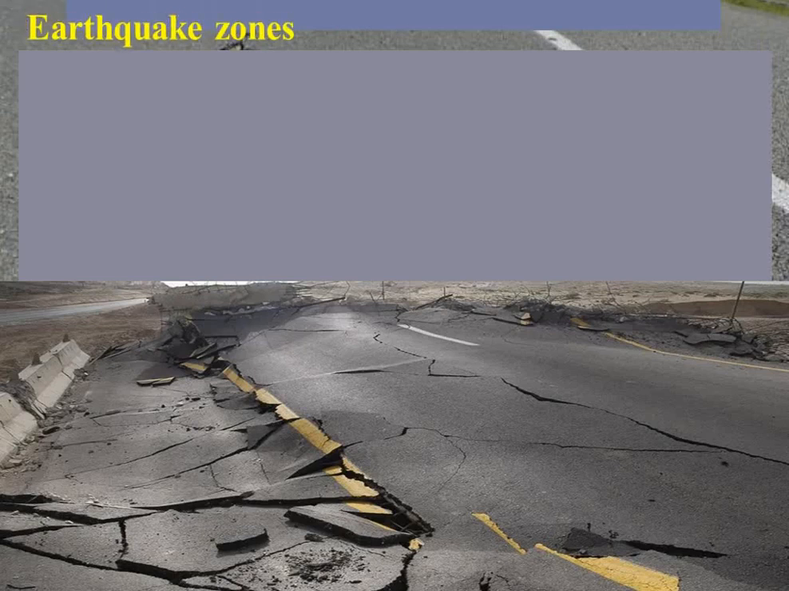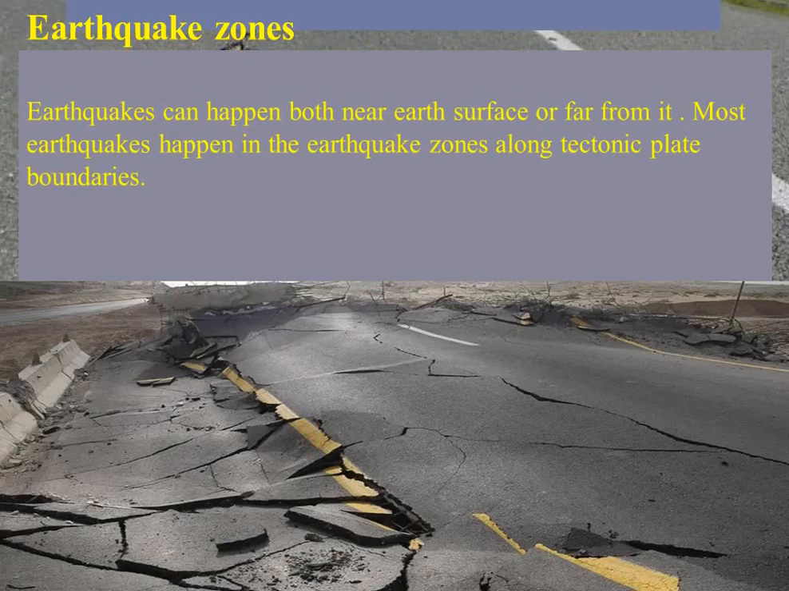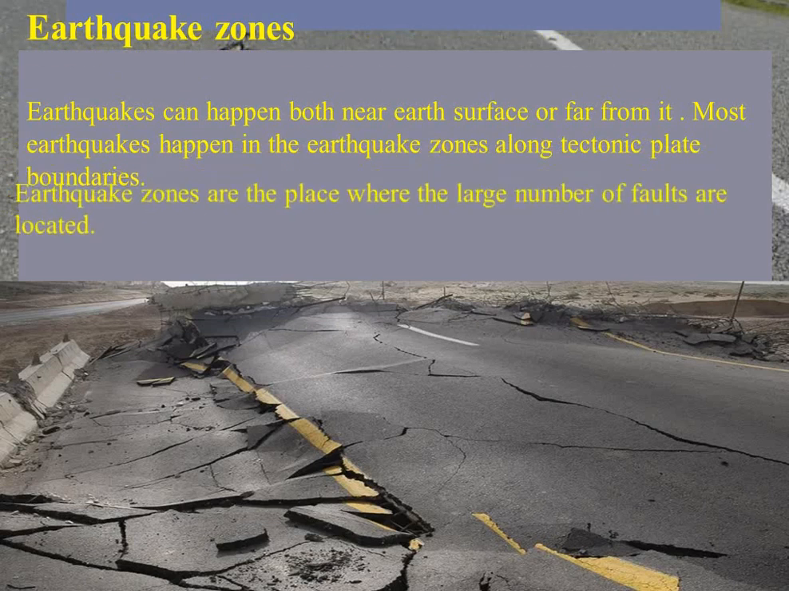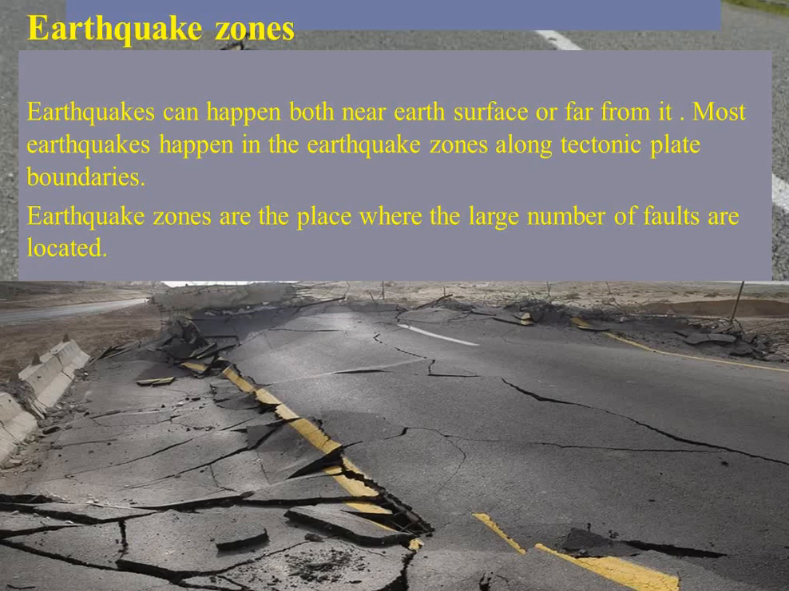Earthquake zones. Earthquakes can happen both near Earth's surface or far from it. Most earthquakes happen in the earthquake zones along tectonic plate boundaries. Can you see this figure or this picture? This is the result of earthquakes. Earthquake zones are the place where the large number of faults are located.